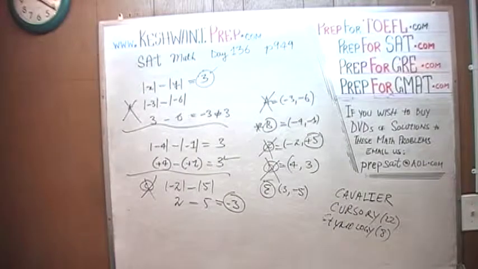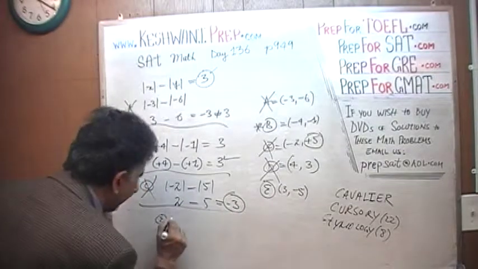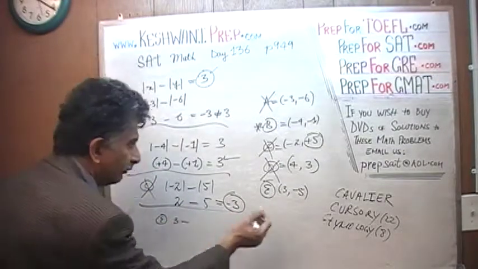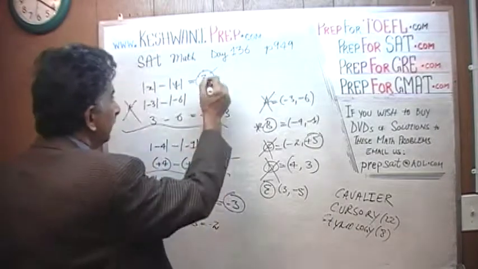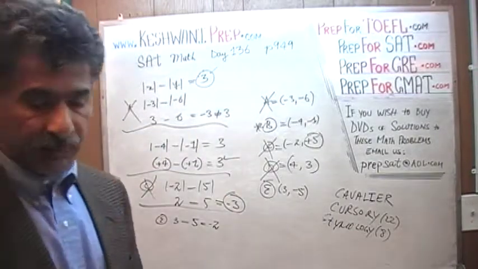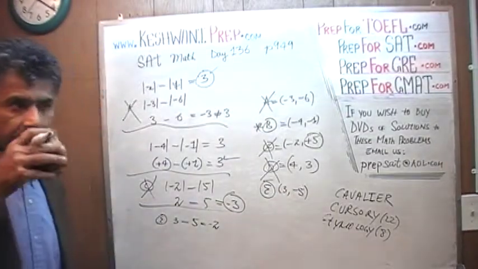Again, we are doing E right now. The absolute value of 3 would be 3, and the absolute value of negative 5 would be 5, and 3 minus 5 equals negative 2. We need positive 3. The answer is B. Let's move on then. Enough said. Number 5.